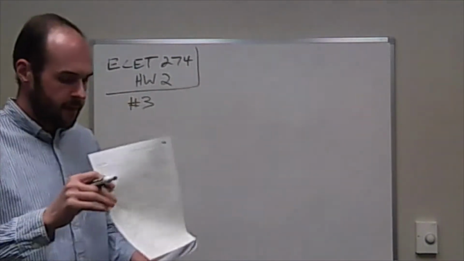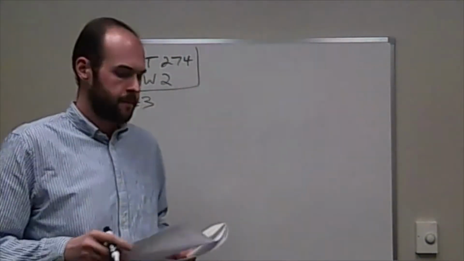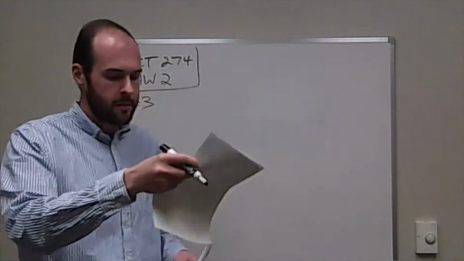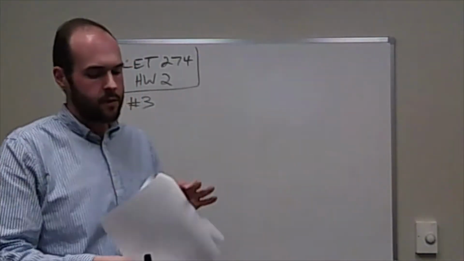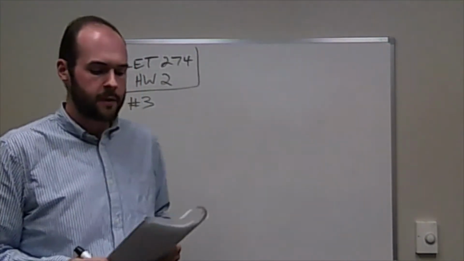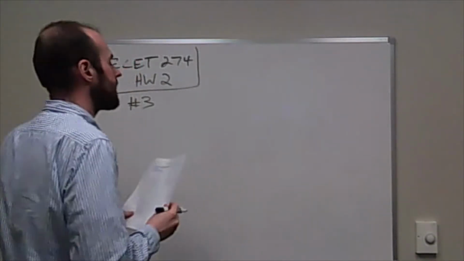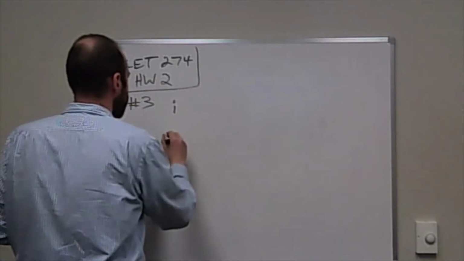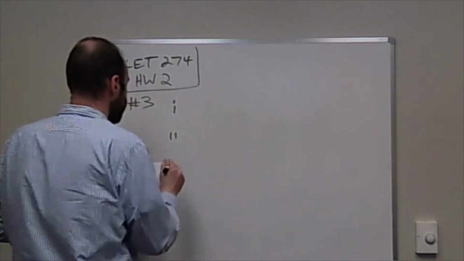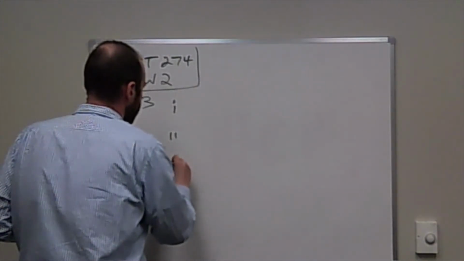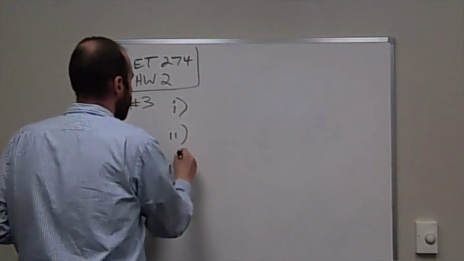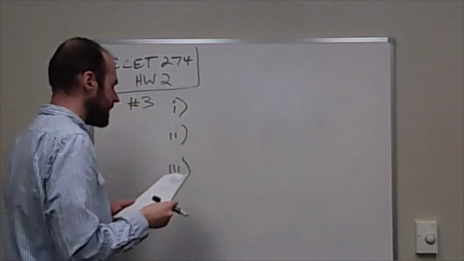All right, finally we have problem number 3. Problem number 3 asks us to examine these frequency spectrums and find a few pieces of information: the DC offset, the fundamental frequency, and the amplitude of the second harmonic. So let's find all of those for A and B.